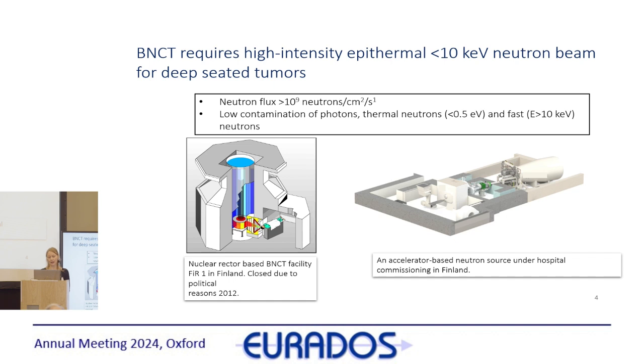BNCT requires a very high intensity epithermal neutron beam, meaning about 10 keV neutrons, and earlier only nuclear reactors were able to produce such a beam. Because we want to filter all photons and thermal neutrons out of the beam, and also we want to have very small fast neutron contamination. Neutrons above 10 keV of energy start to have toxicity in tissues. Luckily, nowadays there are several vendors that have developed accelerators that can produce a neutron beam for BNCT.